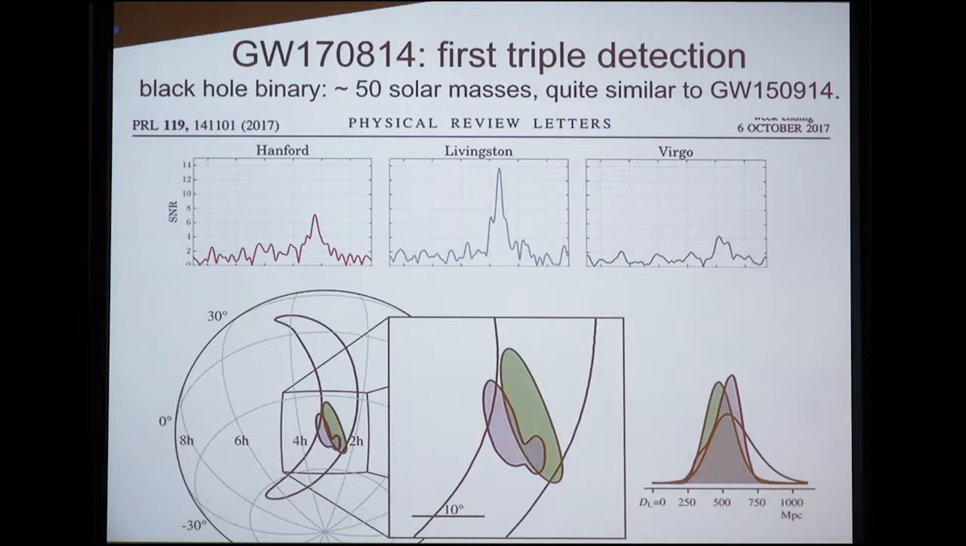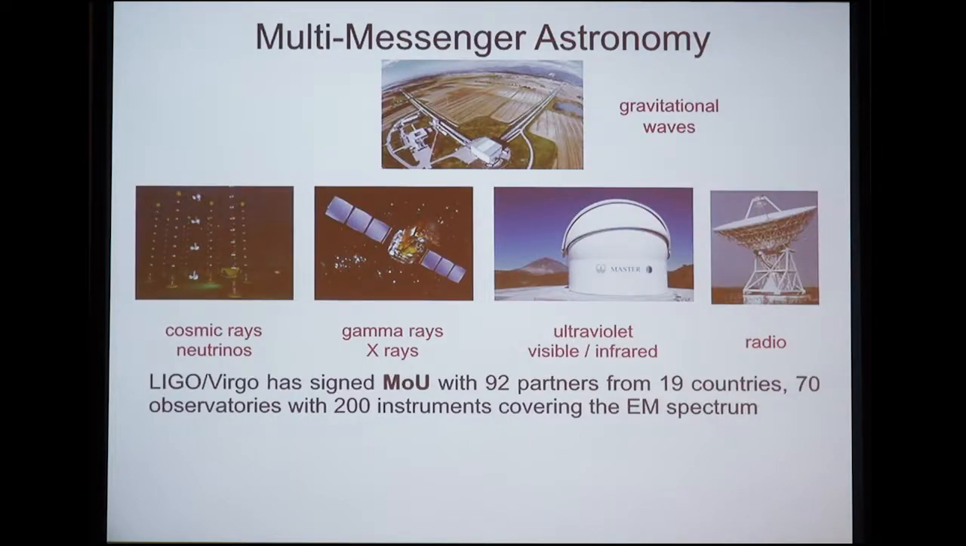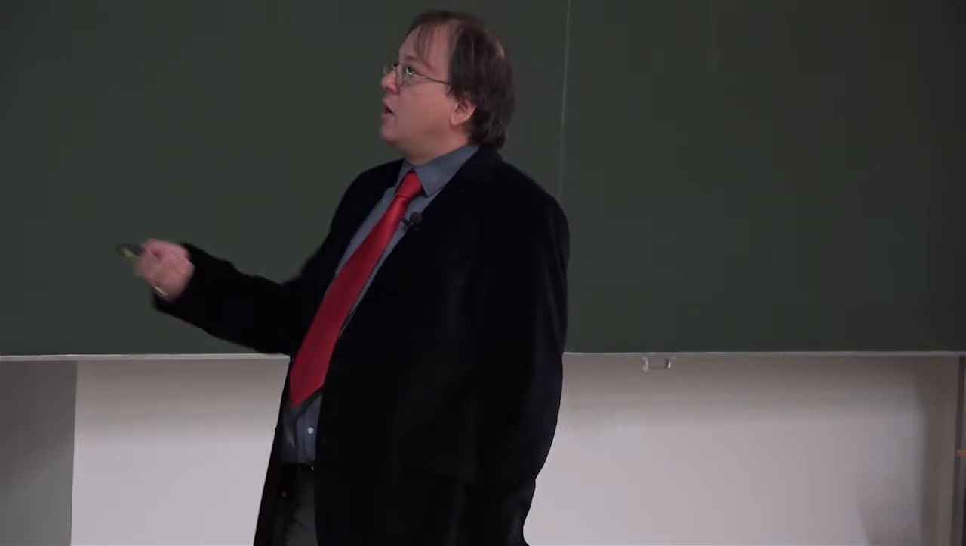So here we see a picture of the sky. We have a large error bar if you just use the LIGO detectors. But with the Virgo detector, we can say much, much more accurately where the signal came from. Now, for black holes, it is not quite so important because they only emit gravitational waves. However, other sources may also emit neutrinos or different types of electromagnetic waves and may allow us to do what is called multi-messenger astronomy, where we observe some source in different bands.